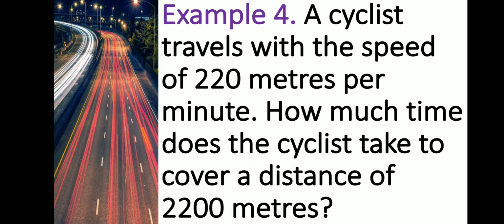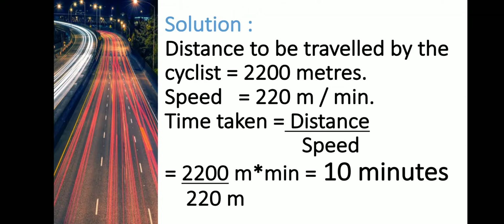Example 4. A cyclist travels with a speed of 220 meters per minute. How much time does the cyclist take to cover a distance of 2200 meters? So we have to find out the time. Let us see the solution. Distance to be traveled by the cyclist is 2200 meters and speed of the cyclist is 220 meters per minute. Time taken will be equal to distance upon speed. Distance is 2200 meters divided by speed, that is 220 meters per minute.